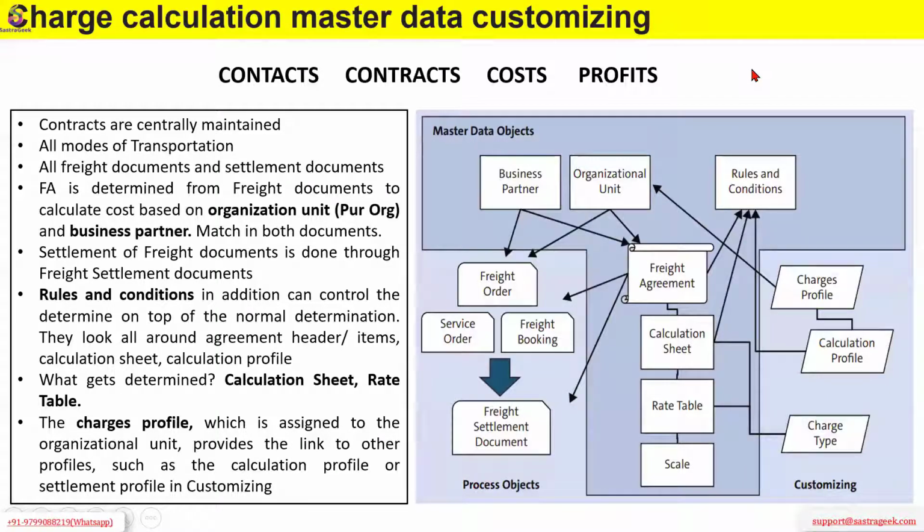Now, if you look at the business perspective, we are dealing with multiple contacts in the form of business partners.